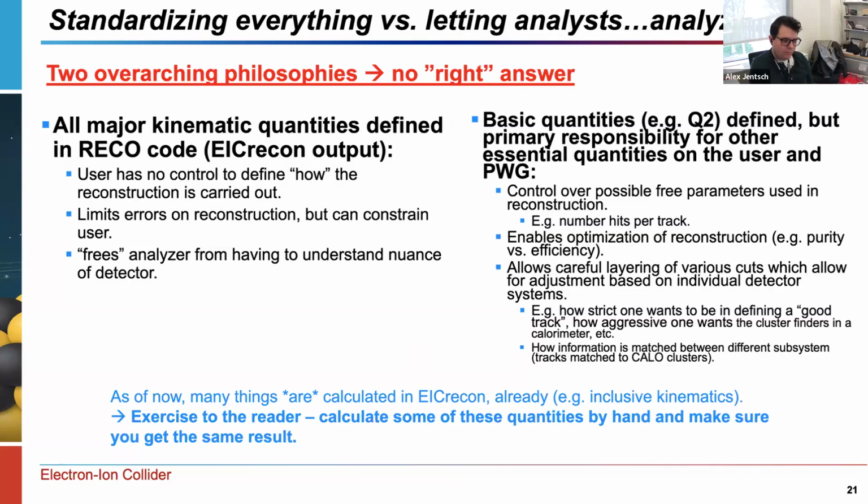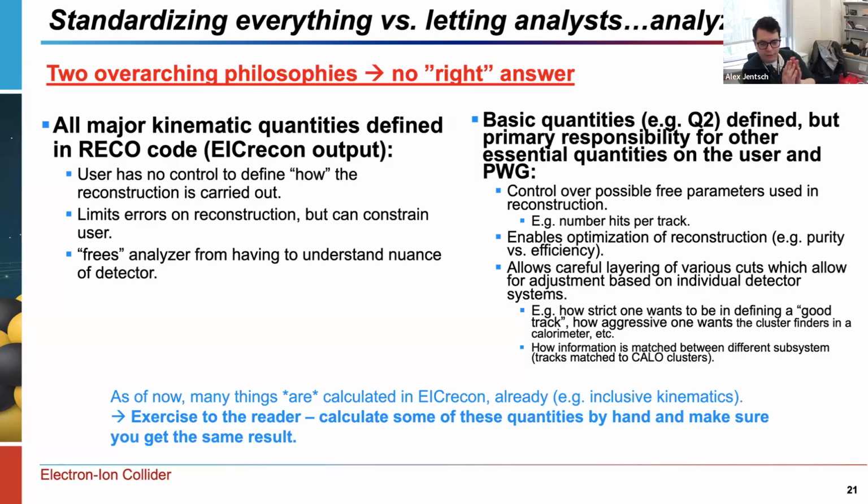For example, if you have more control over particular variables, it allows you to control for some of these in your reconstruction and have this trade-off between things like purity and efficiency. And I'll talk about that in just a moment. And that's really important when you're evaluating systematics. The PID is a perfect example of this, and that's the example that we're going to use.